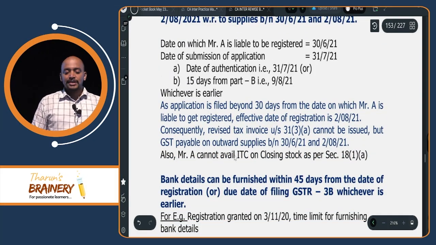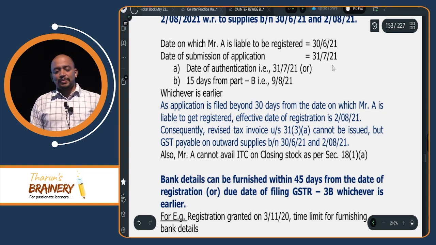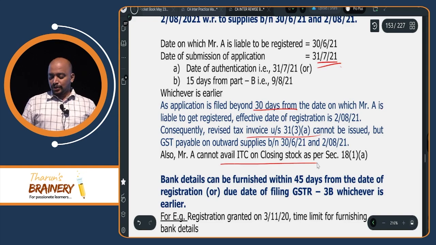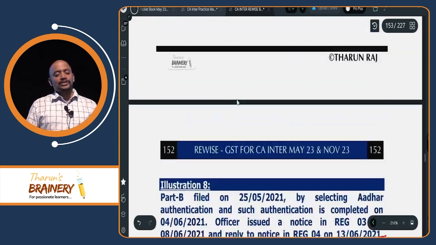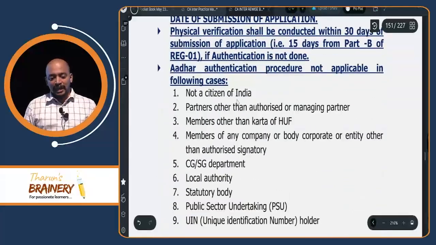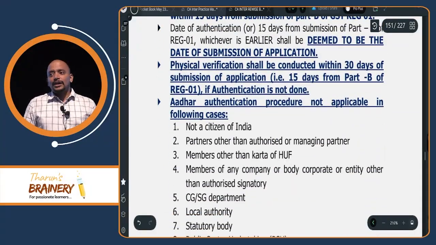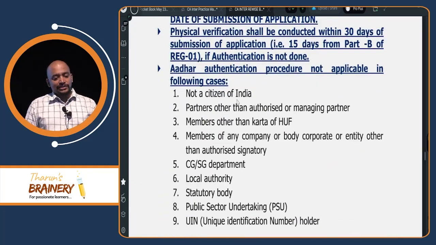No. That is this. So what is the date of submission of application? 31/7. And which is beyond 30 days from the date on which A is liable to get registered. Therefore, they cannot give a revised tax invoice and even they cannot avail ITC on closing stock. So this is the consequence of Aadhaar authentication not completing on time. Then next, who are not required to do Aadhaar authentication?